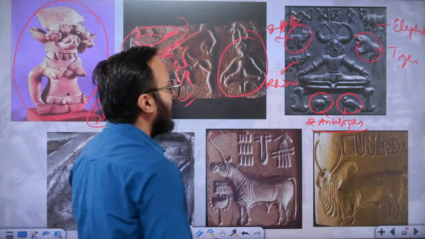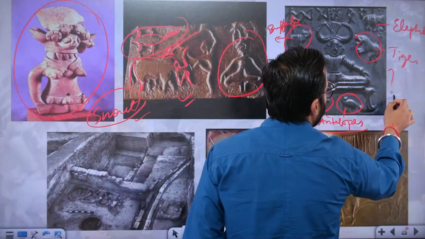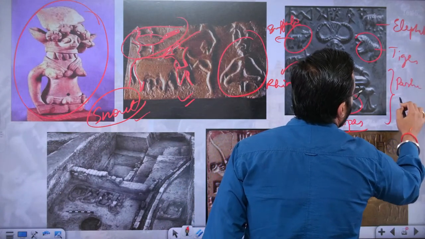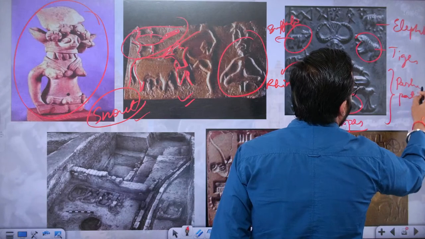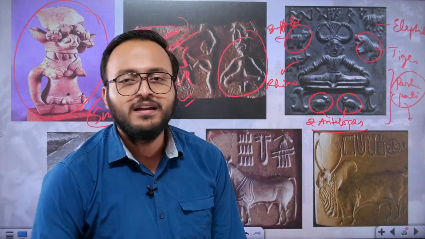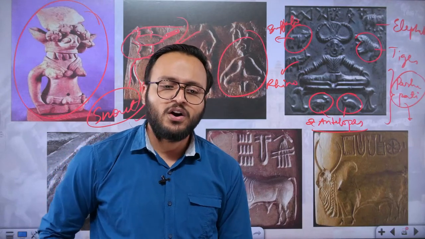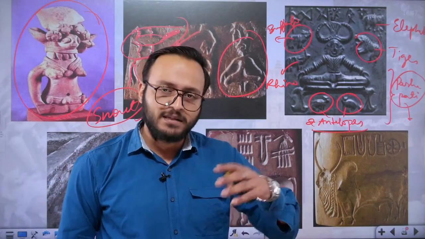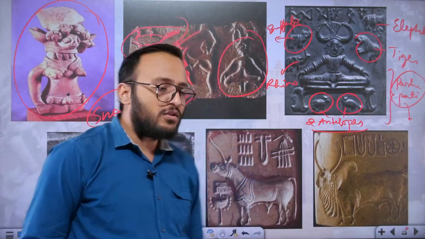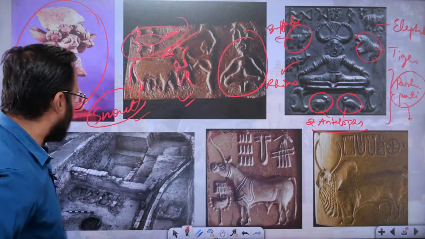So the Proto Shiva seal is also called Pashupati. And who gave this name Pashupati? This name was given initially by John Marshall, and later on it was affirmed and supported by Vincent or Arthur Smith. Okay, so after that you can see these are the different places.